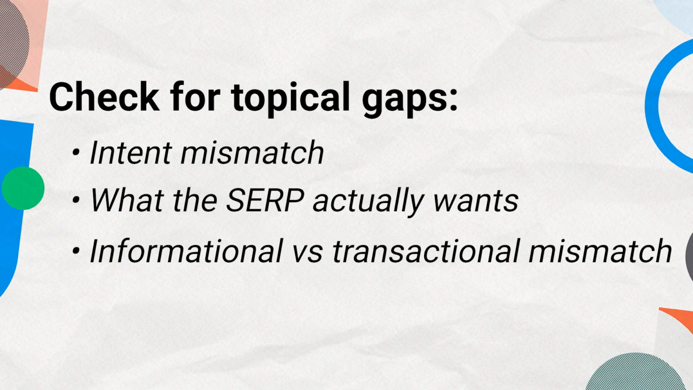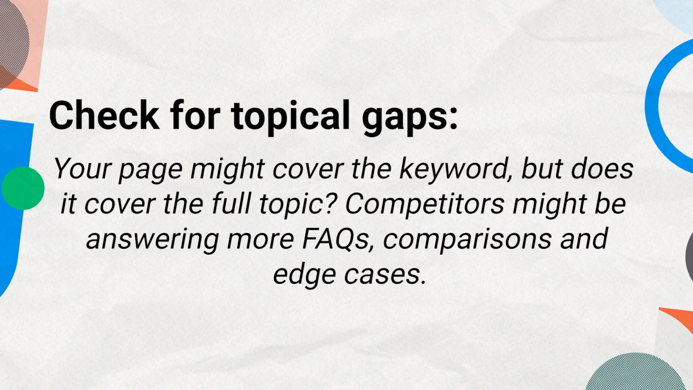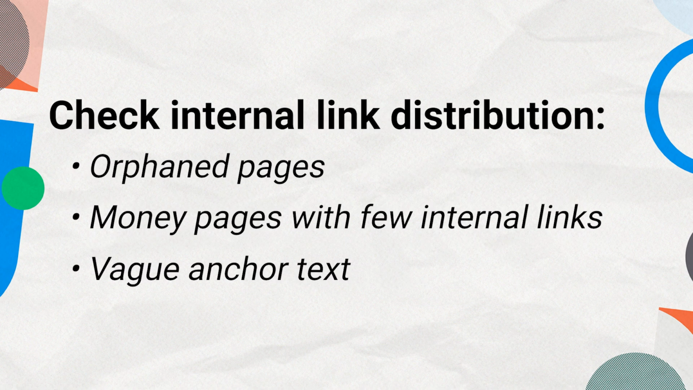Step 4, rank. If everything is crawlable, renderable, and indexable, now it's a ranking problem. Check for intent mismatch. Look at what the SERP actually wants. Informational versus transactional mismatch is a classic silent killer. Check for topical gaps. Your page might cover the keyword, but does it cover the full topic? Competitors might be answering more FAQs, comparisons, or edge cases. Check internal link distribution: orphaned pages, money pages with few internal links, or vague anchor text. And sometimes it's not a penalty. It's just decay plus competitors getting better plus bad user experience piling up.